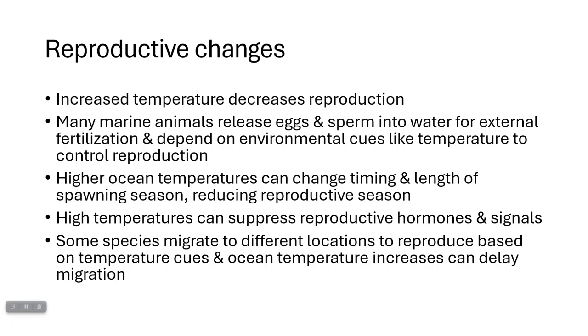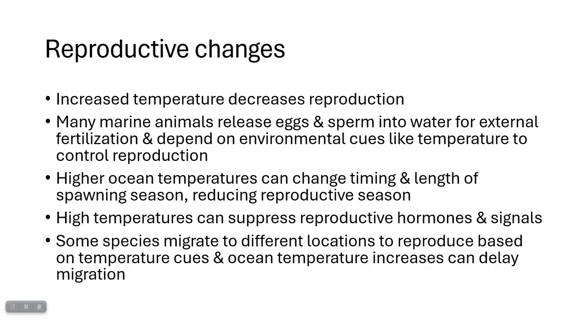And that may decrease the total amount of time they have for reproduction, which would decrease birth rate and decrease population sizes. Also, higher temperatures can suppress reproductive hormones and other reproductive signals, thus keeping animals from being able to produce sperm and eggs, and therefore reducing reproduction, reducing birth rates, and reducing population.